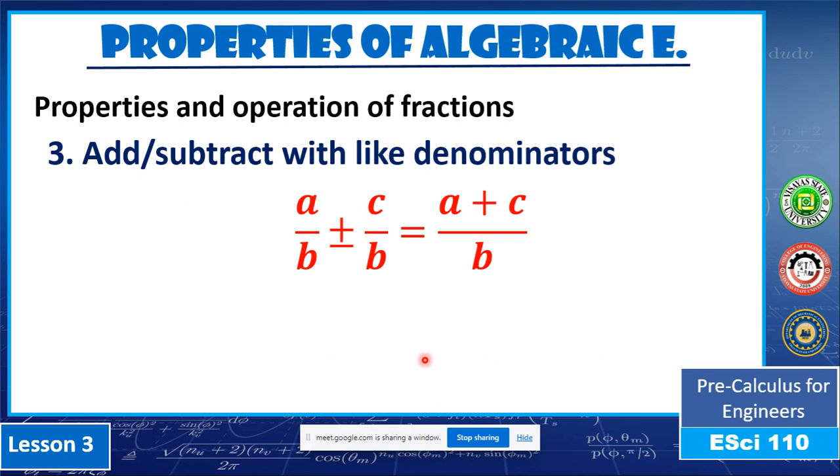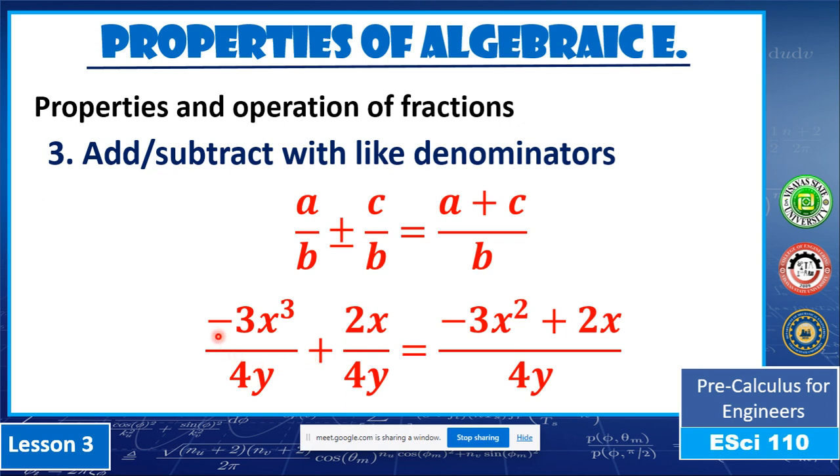Then if you're going to add or subtract like denominators, for example, in this case we have b, so they are common on both fractions. So just simply write b and then add the numerators, a plus c. So parang ganun lang. Example, we have negative 3x cubed over 4y plus 2x over 4y. So since they have the same denominator, so just write 4y and then add directly negative 3x cubed plus 2y.